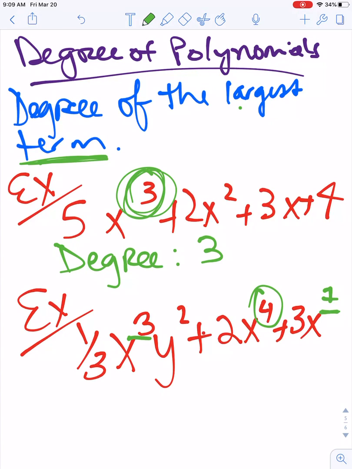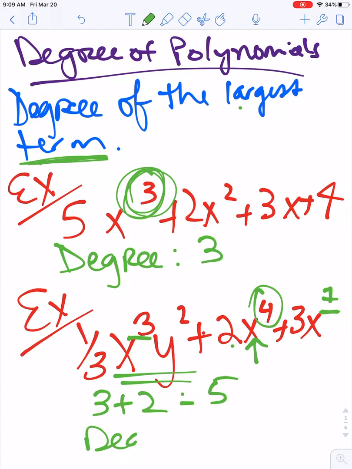So we're not just worried about the x. If we were just worried about x, then yeah, the x to the 4th would be the largest degree. But in our case, we're looking for the degree of the largest term. So here we have an x cubed y squared. That means 3 plus 2, because we have to add our exponents. 3 plus 2 is 5, so our biggest degree is 5.